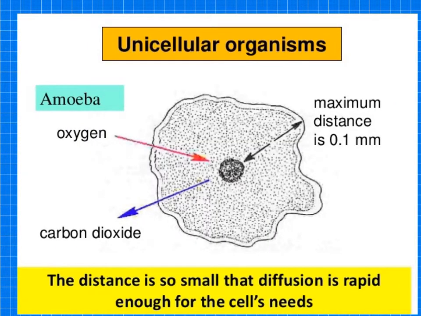Here is a unicellular or single-celled organism, an amoeba, that is found in ponds or in puddles. It's very small, and you can see that it has to diffuse oxygen in and carbon dioxide out. It has a relatively large surface area to volume ratio, and this allows sufficient transport of molecules into and out of the cell to meet the needs of this organism.